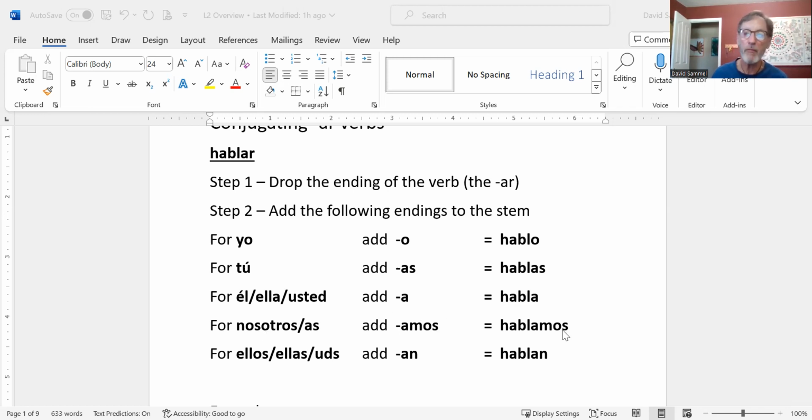Nosotros, we add amos, and get hablamos. Ellos, ellas, and ustedes, I abbreviated this so it all fit, get hablan. So there's your conjugations: o, as, a, amos, and an. Now you just have to memorize that, and you have to know which pronouns each of these endings go with. So the yo form always ends in an o, right? For example, and that'll help you conjugate almost any AR verb in Spanish. There's a couple of exceptions.